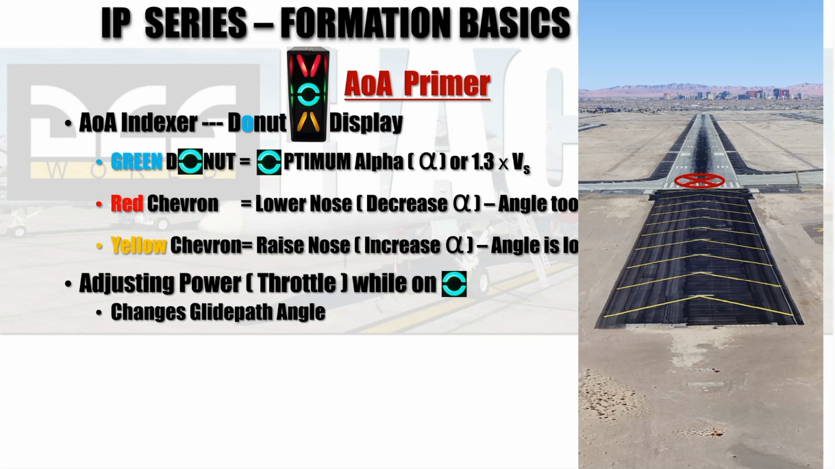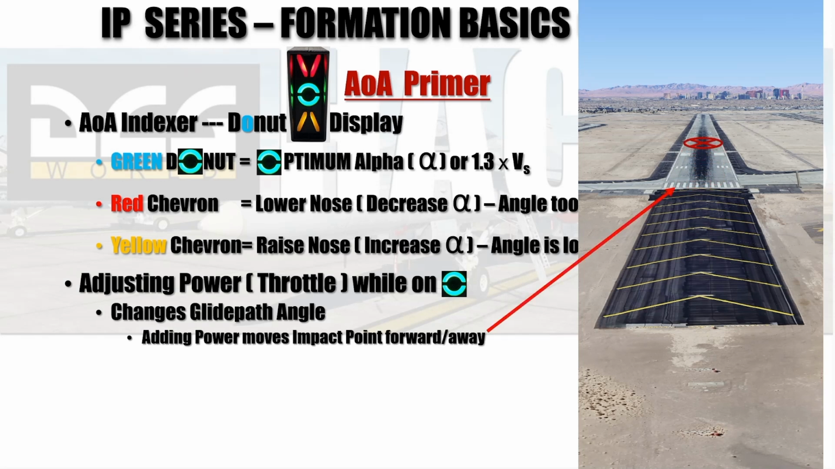In other words, if your impact point happens to be right on the numbers like in that diagram that I'm showing here, if you add power, it'll move your impact point away from you. If you retard the throttle, it'll bring the impact point towards you. That's how you adjust the power in order to adjust where you're going to land on the runway.